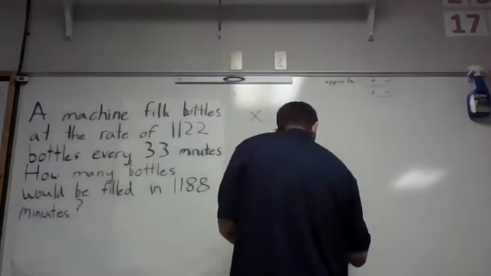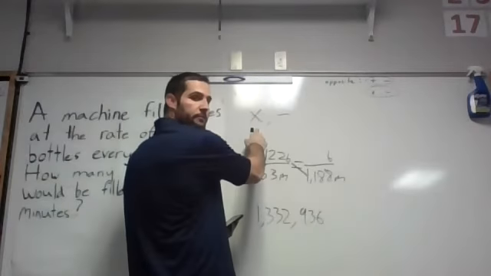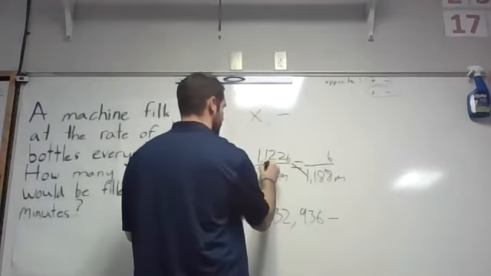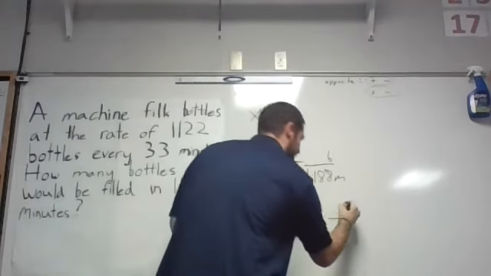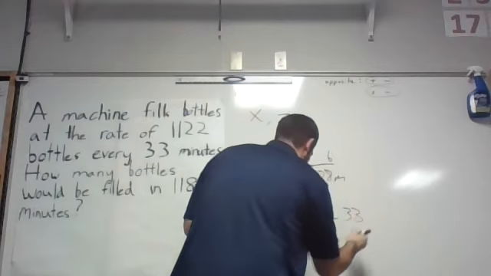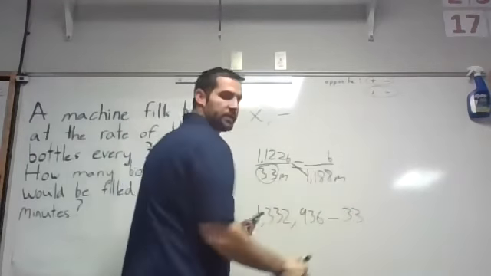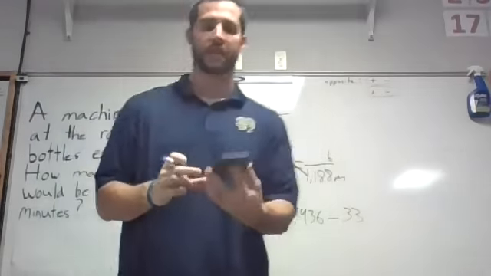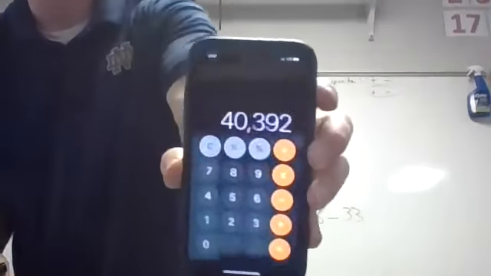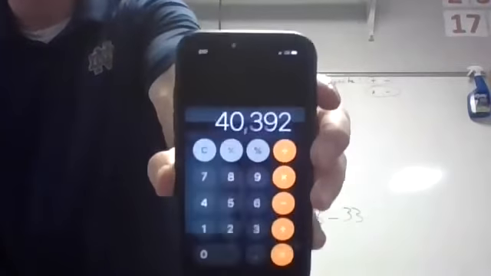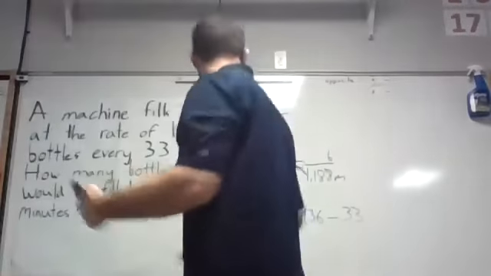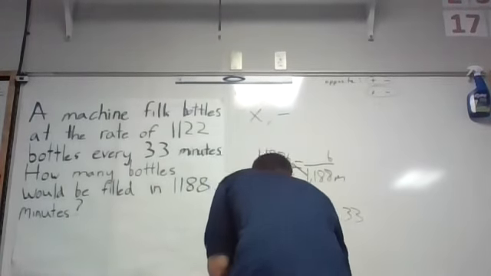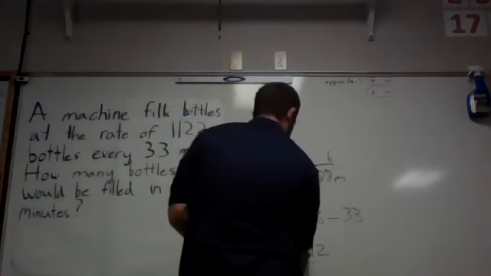After multiplication, you can use division. Divide by the number we haven't used yet, which is 33. You take the big answer, you divide it by 33, and that's going to come out to 40,392. The answer.